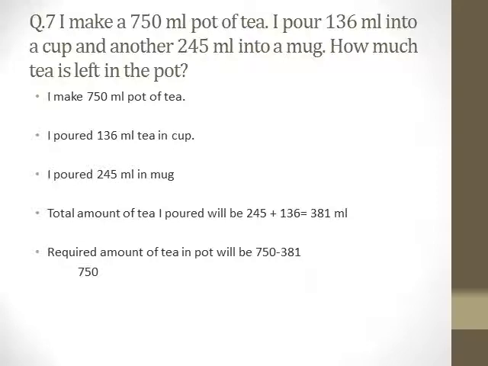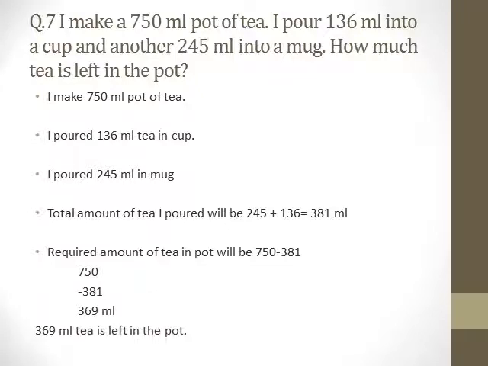When you subtract, you write 750 first, then 381 below. From 0 you cannot take away 1, so you borrow from 5. 10 minus 1 is 9, and 5 is now 4, so 4 minus 8, you cannot take 8 out of 4, so you borrow 1 from the 7. 14 minus 8 gives you 6, and 7 is now 6, and 6 minus 3 gives you 3, so 369 milliliters.